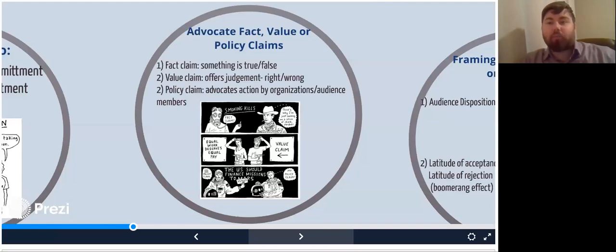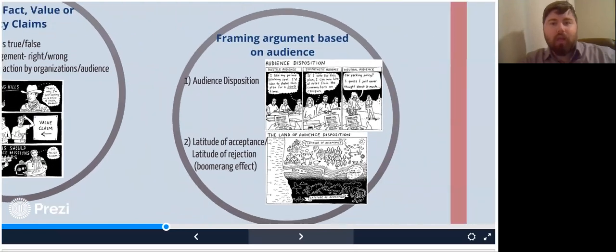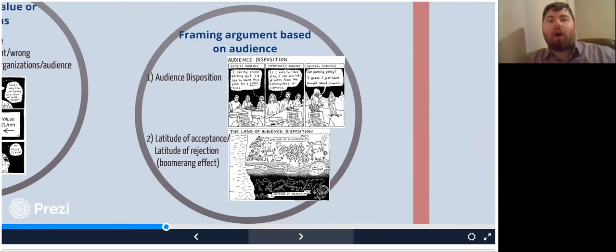So that's policy claims. Now we're also talking about audiences and what their disposition is. One thing that's important is audience disposition. For example, does the audience think something is okay? You want to know whether the audience is hostile, sympathetic, or neutral towards your position. So it's very important to establish from the beginning where your audience stands on your issues. And that's where audience analysis comes in.